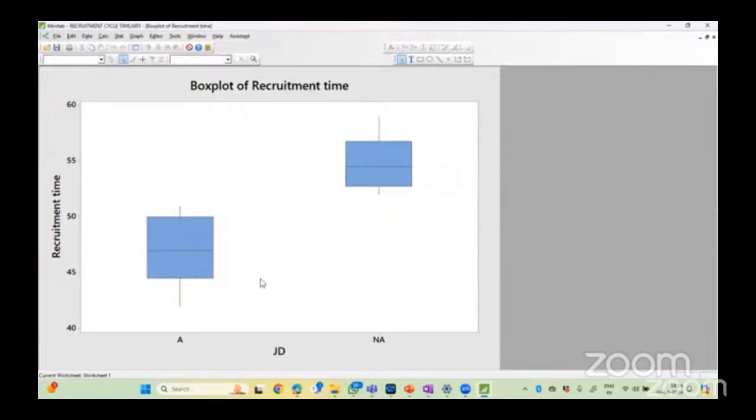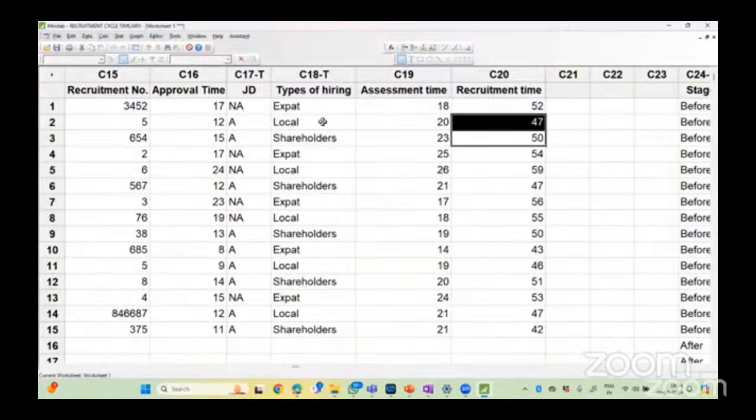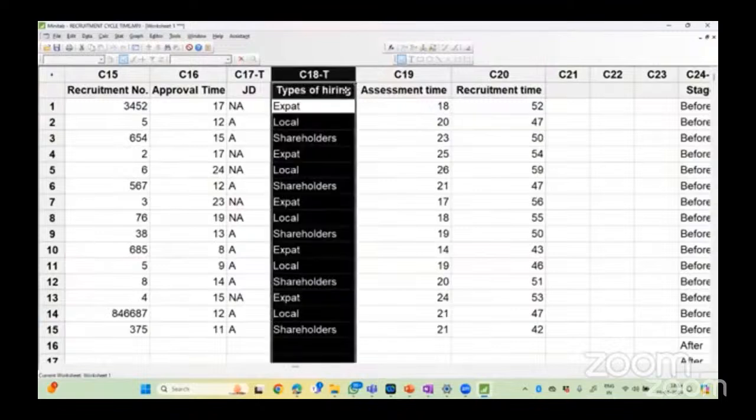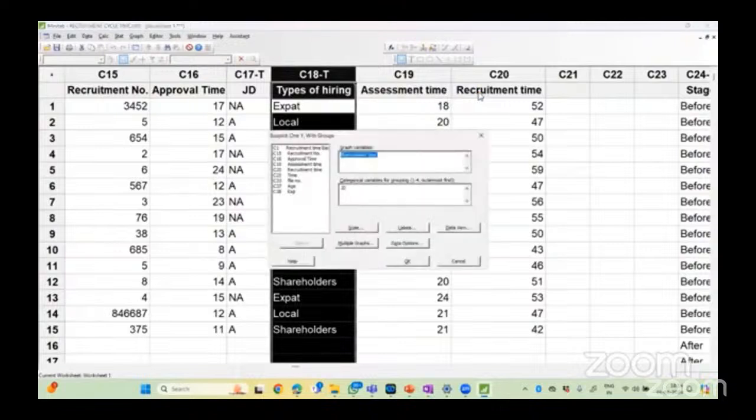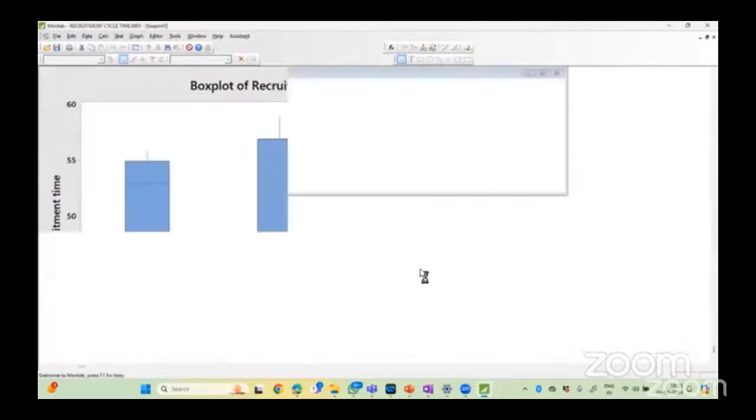Let us write job descriptions of all the positions in the company. And now, if you take all these solutions, one more thing. Does the type of hiring affect the recruitment time? Let us see that as well. So let us do it for type of hiring. Type of hiring, does it affect? Oh, that is attribute data. So I'm doing a box plot.